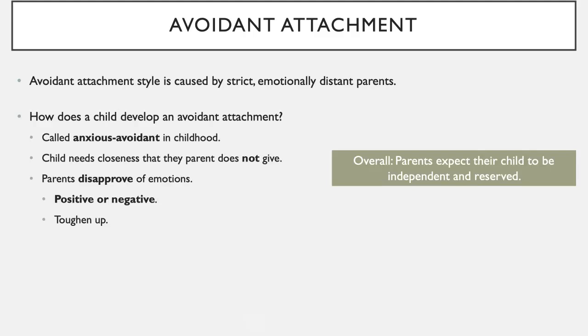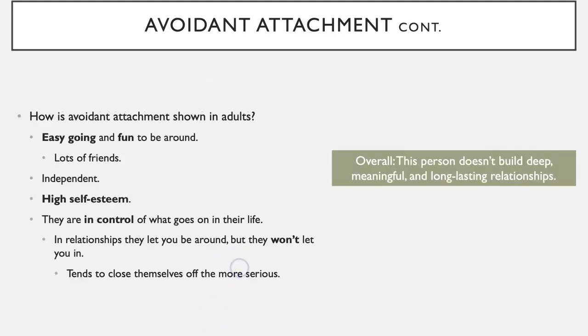The parents usually disapprove of their emotions, whether positive or negative. They just don't want to see a display of emotions at all. Parents don't tolerate it, and if emotions are shown, parents usually will get angry, and this is when the toughen up part comes. It's like, you're better than this, you don't need to show emotions, you're fine. So overall, parents expect their child to be independent and reserved.